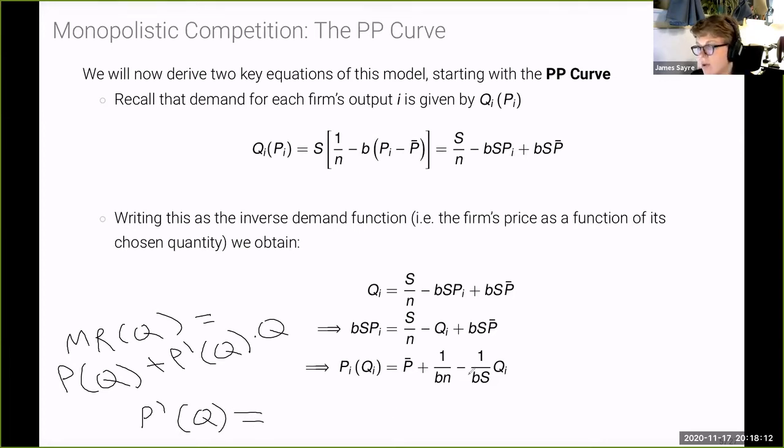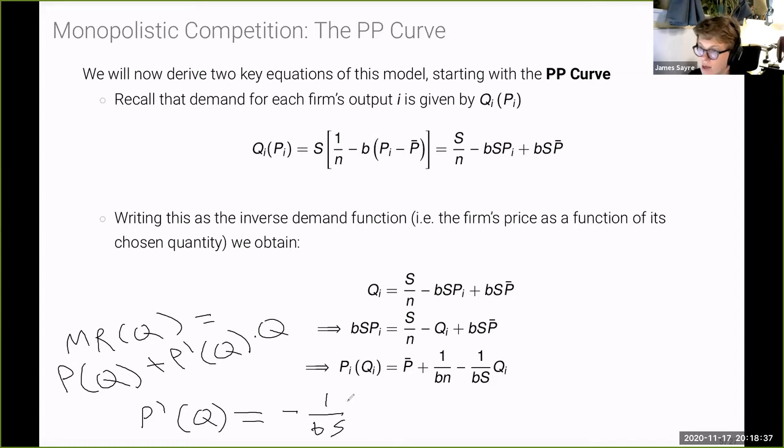And so all I need to do is take the derivative of this with respect to q. There's no q here, so this just drops out. Again, no q in the second term, so this just drops out. So the only q is in the third term. If I take the derivative of negative qi over bs, the qi just becomes a 1. And so p prime of q is just given by negative 1 over bs.